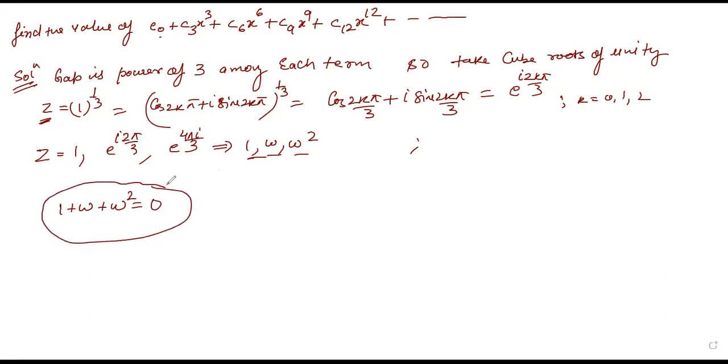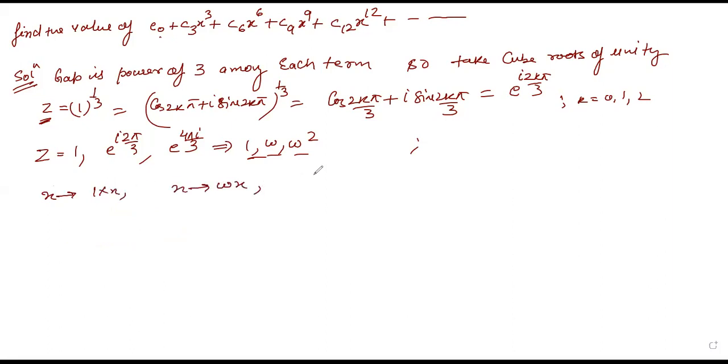Not here only, this one: 1 plus alpha plus alpha square plus alpha cube plus up to whatever nth roots of unity are there. Sum of nth roots of unity always will be equal to 0. And sum of pth power of nth roots of unity either will be n or will be equal to 0. You know very well when it's going to be 0 and when it's going to be n. So now my question: definitely x will be replaced by 1 into x. Later x will be replaced by omega x, and later x will be replaced by omega square x.